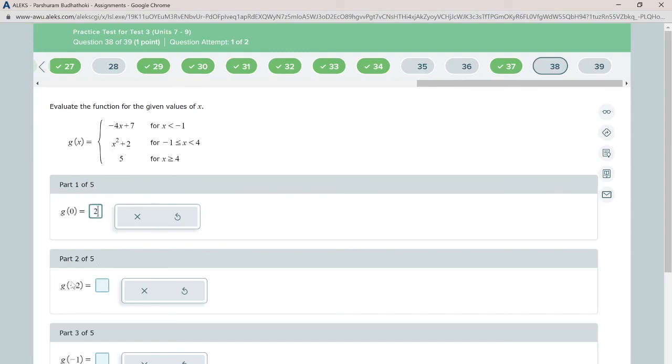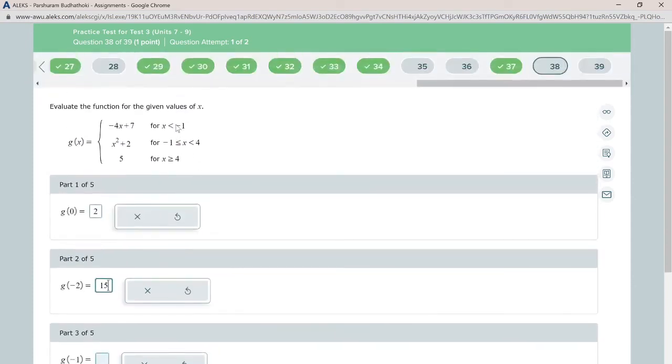If you want to calculate the value of the function at -2, you look at where -2 is. -2 is less than -1, so you use the first formula to calculate the value of the function. So now you put x equal to -2 here. -2 times -4 is +8. +8 plus 7 is +15.